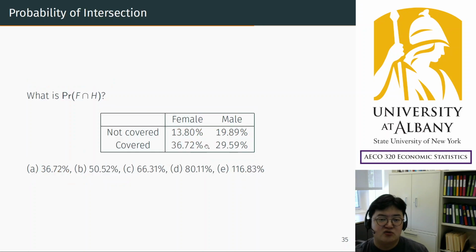go back to here. You know, the intersection is not 0. The probability of the intersection is 36%. So even if you know that F already happened, still H may happen or may not. So they are not exclusive.